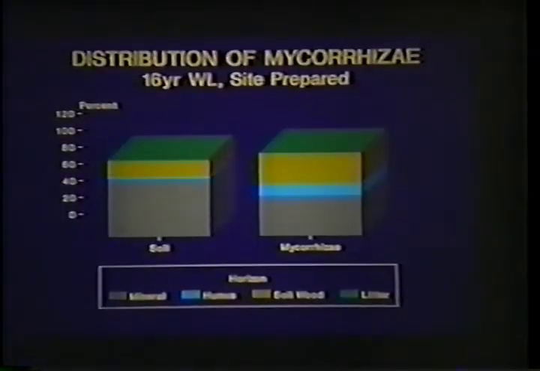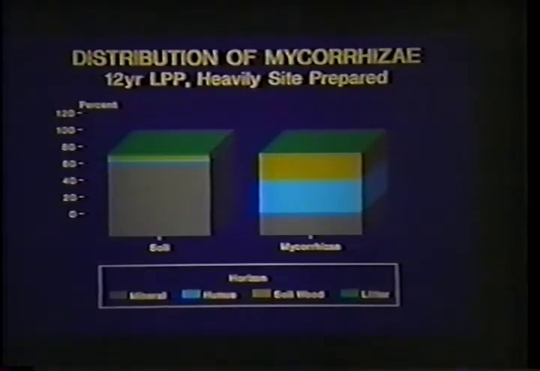This is a 16-year-old western larch site. Again, you can see this was site prepared, and we were losing some of that organic matter there on the left. It's down to maybe 10%. But still, we have most of the mycorrhizae being supported in that horizon.